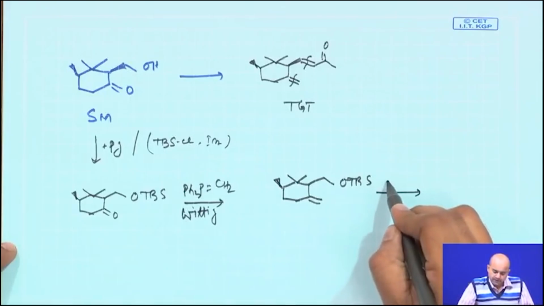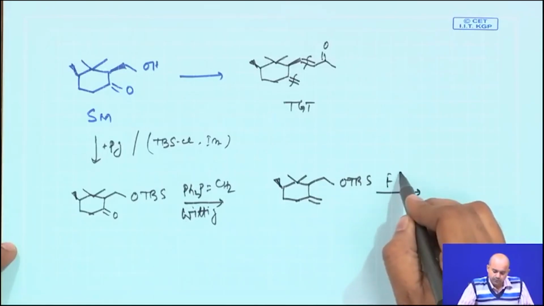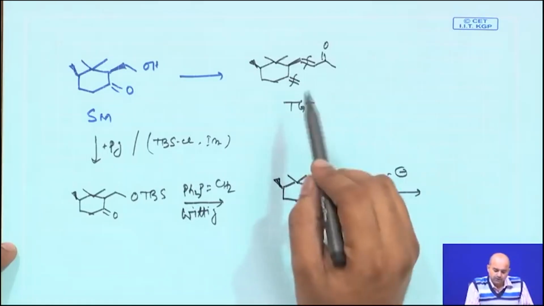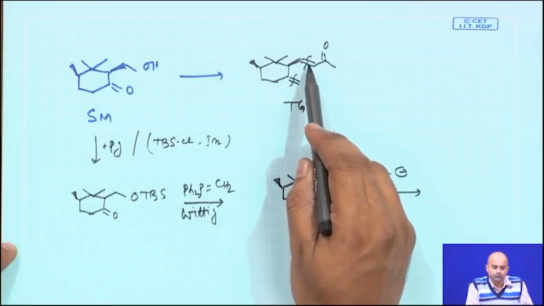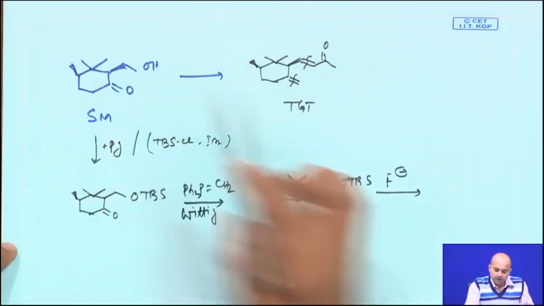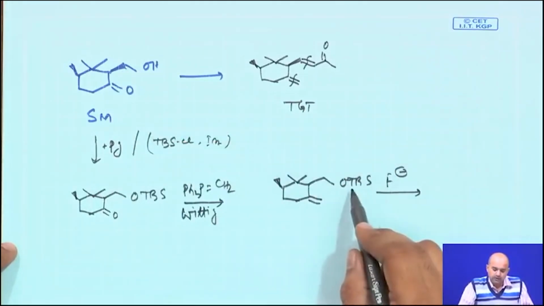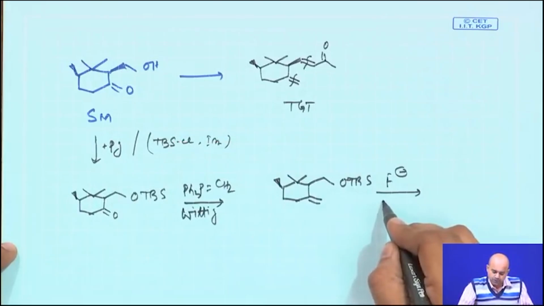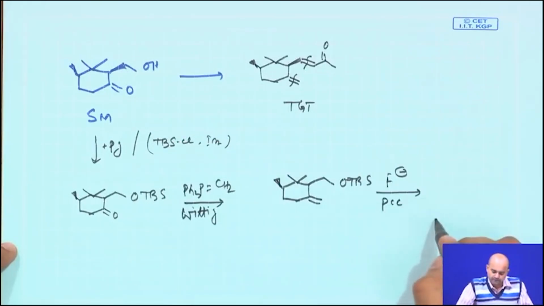And now, once the exocyclic methylene group is there, you next see what you need to do. Basically, you need to do the deprotection of the silyl group, because you need to do another carbon-carbon bond forming reaction at this particular carbon. So, F minus will remove this TBS, then you do an oxidation by PCC, and you will end up with this compound, CHO.